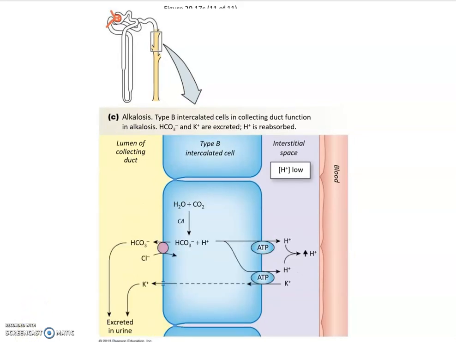In case of alkalosis, the type B intercalated cells will still follow the same pattern of water plus CO2 forming carbonic acid, but in this case, of course, you don't want to excrete any hydrogen ions because you're already short on them because you're in alkalosis. And so now you want to make sure that the hydrogen ions are getting returned to the blood, where they then balance the pH to where it should be.